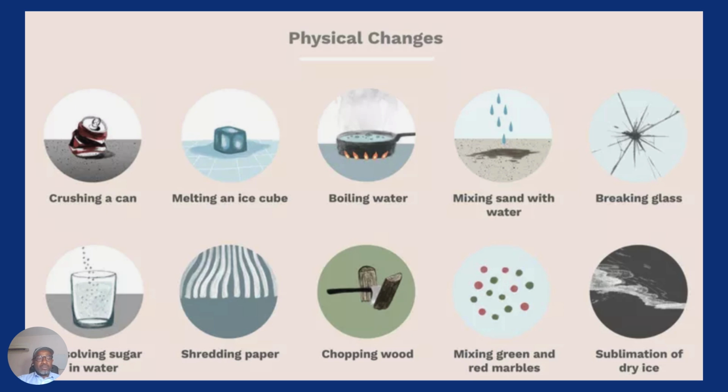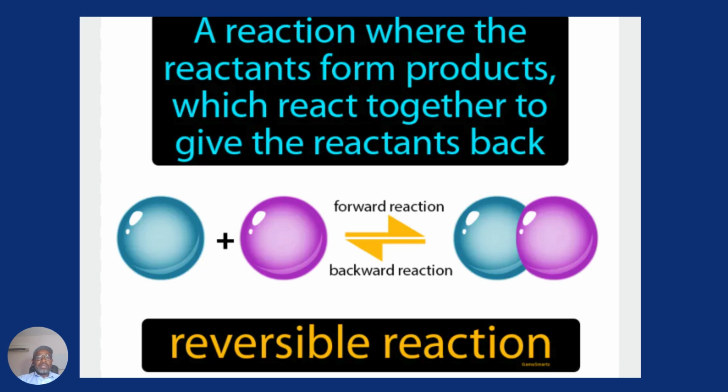Then, let's look at this. A reaction where the reactants form products which react together to give the reactants is called a reversible reaction. Look at it. This blue bulb plus this purple ball. You can see this arrow. When you see the arrow that points forward and backward, this arrow is a sign of a reversible reaction. Anytime you see an arrow that points forward and backward, it's telling you it can come back again. So these two have reacted together and they form this product.